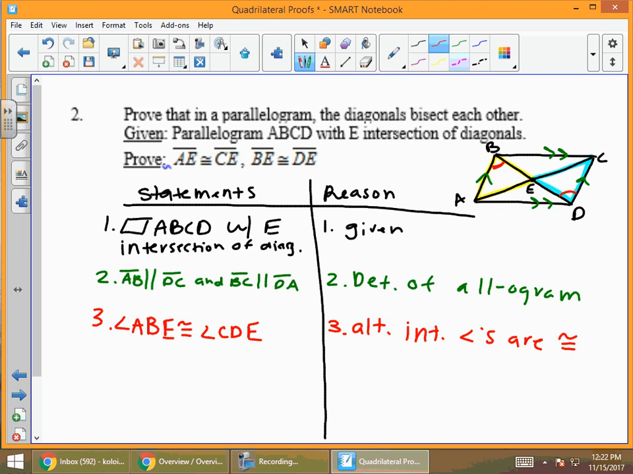We still have another set of alternate interior angles. Yes. Good. BAE, that angle down there, is congruent to what other angle? Good. UCE. Those are alternate interior angles. So now we have two parts in those triangles. We need a third.